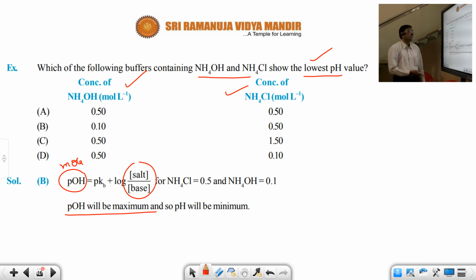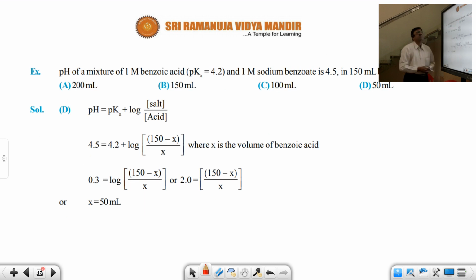So in which case you get more, you just substitute these things, then you will get the answer. That means salt should be more. Salt should always be more. So if you take these concentrations of B, you will be getting the maximum pOH and minimum pH. That is how you can conclude this type of question.